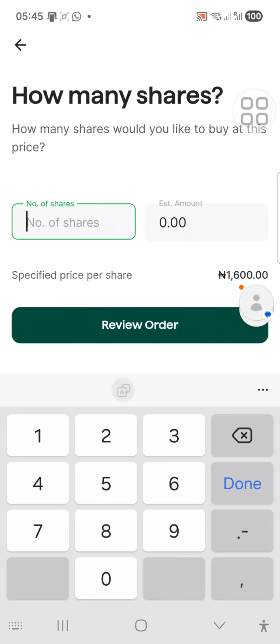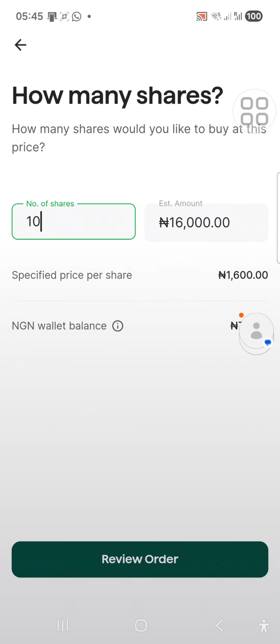And then you put in the number of shares you want to buy, the units or the quantity of Okomu. So let's say, for example, you want to buy maybe 10 units. You type in 10 units, and remember, specified price per share, you have already specified 1,600. So it is now telling you you want to buy 10 units. So the total amount you need to pay is 16,000 naira.